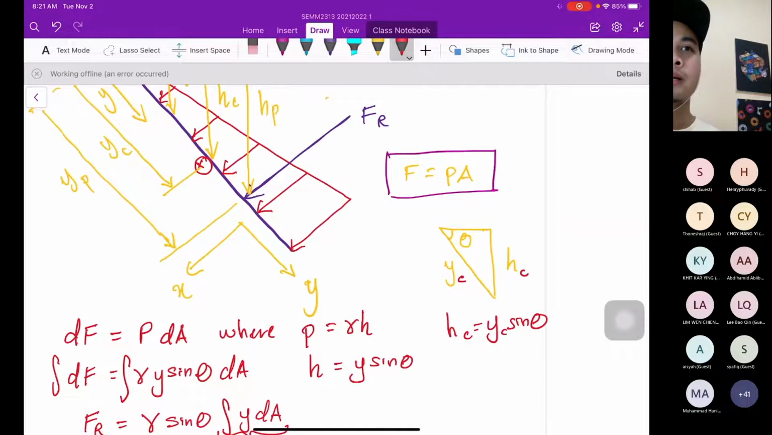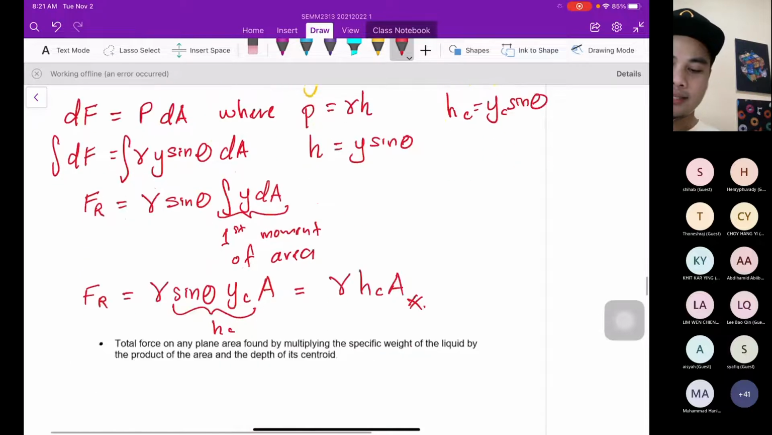Integration of a variable will have the value. What happened to the integration of a constant? What's the value when you integrate the constant? Kalau integrate constant, dia jadi zero, kan? Yes. So we do not consider the constant. That is why we do the Y and then we get the YC.